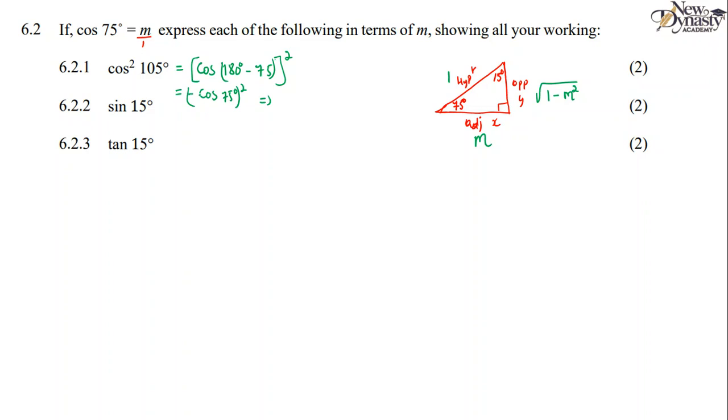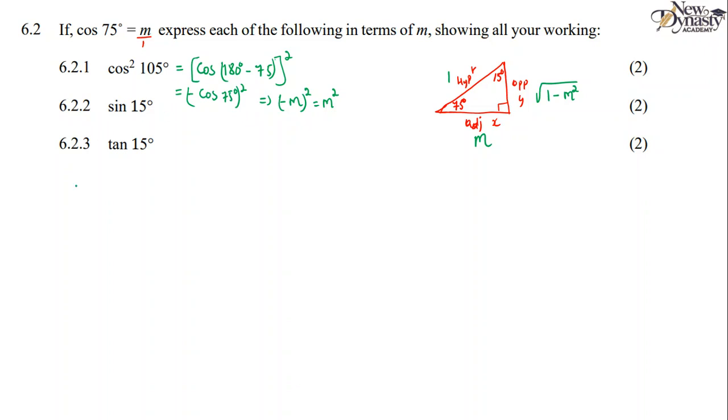So here you can see that it's negative cos 75, so that is going to be what? Negative m, squared, which is just m squared. You don't have to do all the steps. I'm just doing everything so that you can understand. If you don't understand, you can always go back and see how I did everything. So that's how you do that.